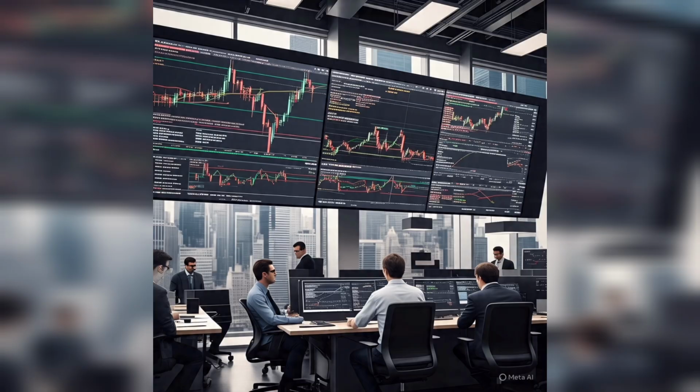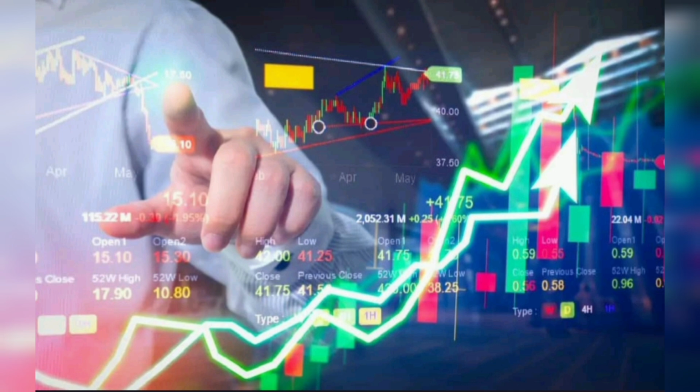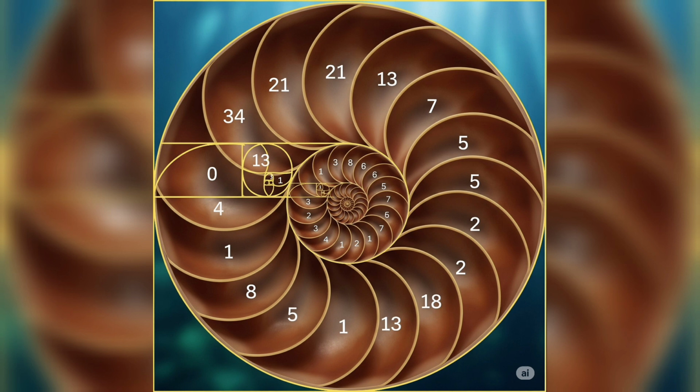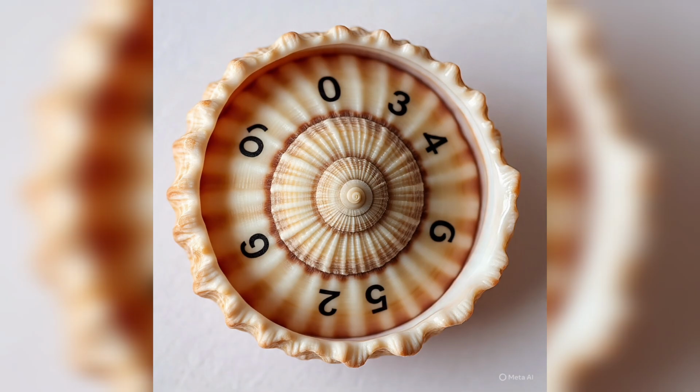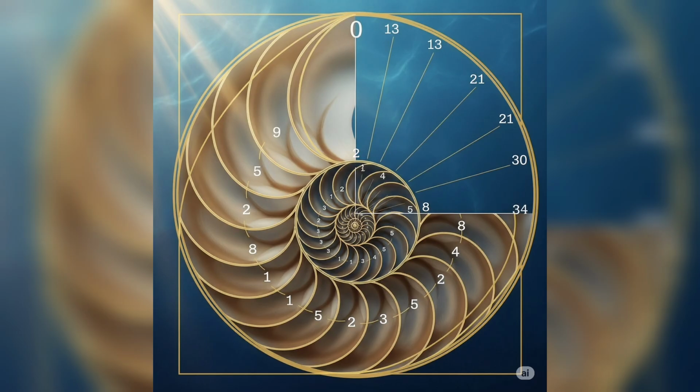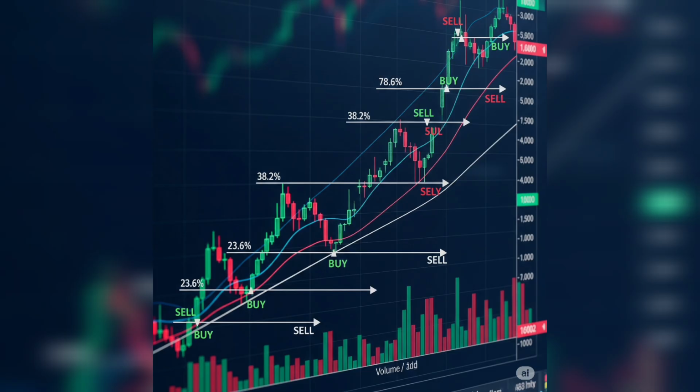What is Fibonacci? Fibonacci is not just a trading tool, but actually a mathematical sequence discovered in the 13th century. It starts with 0 and 1, and every next number is the sum of the previous two. Like 0, 1, 1, 2, 3, 5, 8, 13, 21. From this sequence, we get special ratios: 23.6%, 38.2%, 50%, 61.8% and 78.6%. These are called Fibonacci ratios, and they play a big role in stock market movements.